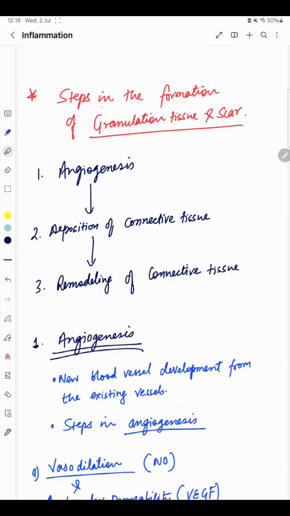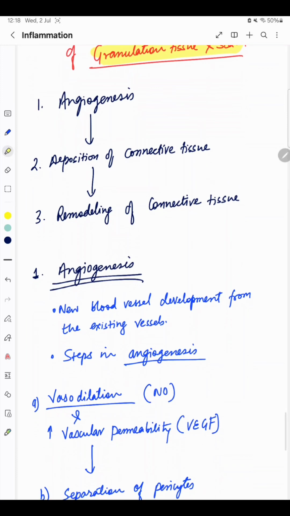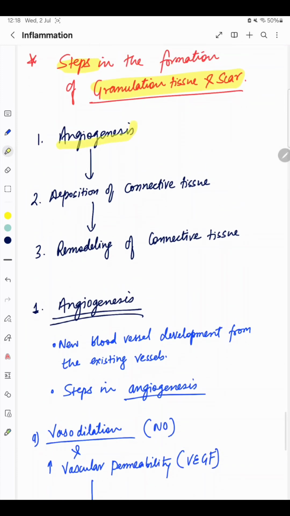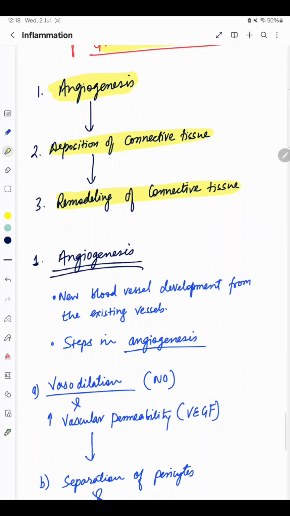The steps involved in the formation of granulation tissue and scar: first is angiogenesis, which is the synthesis of blood vessels. Second is deposition of connective tissue, and third is remodeling of that deposited connective tissue. So we will discuss them one by one.